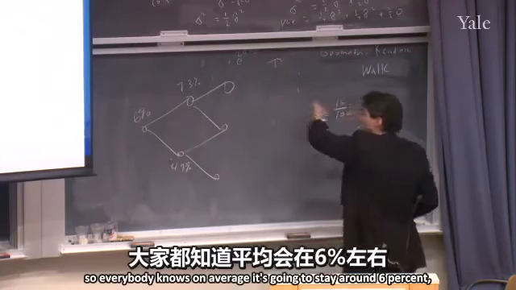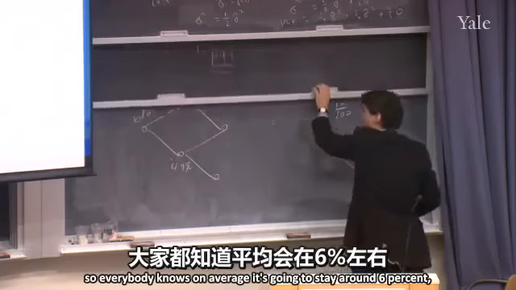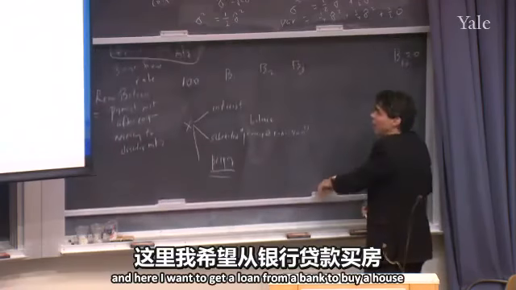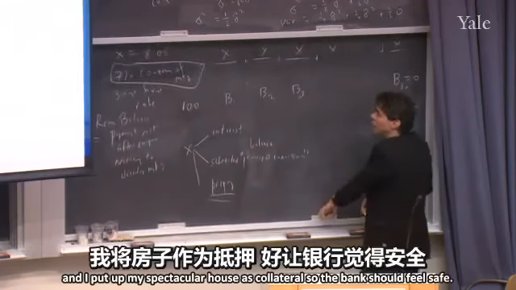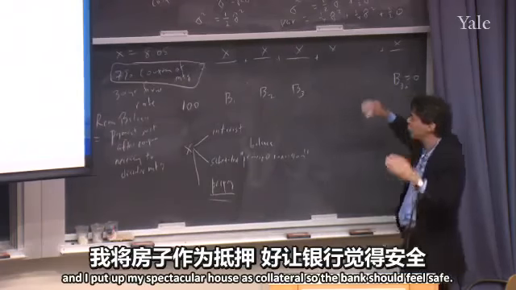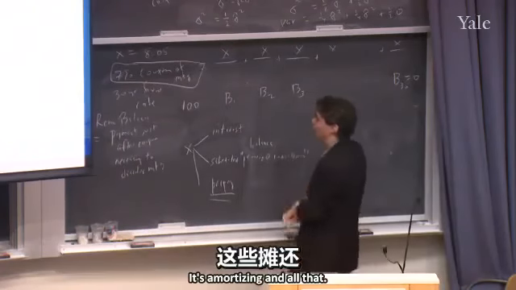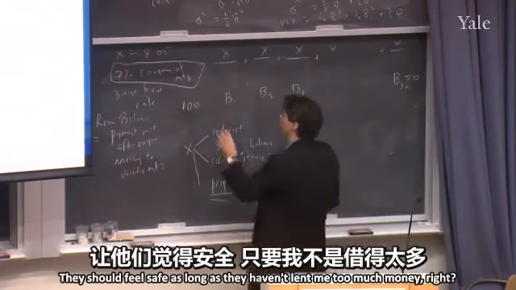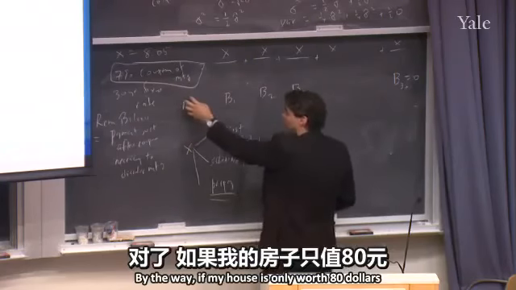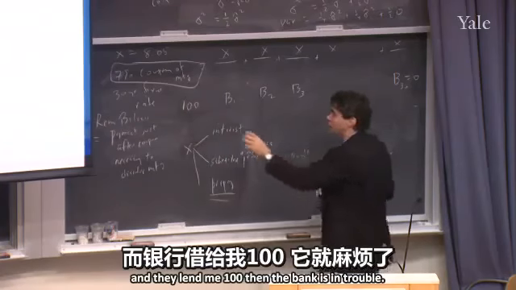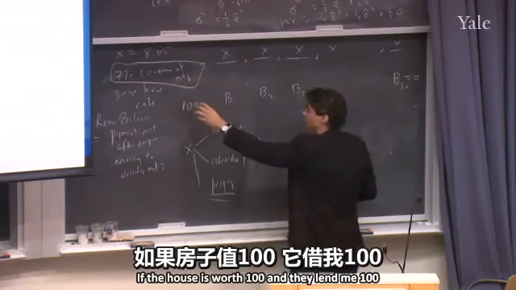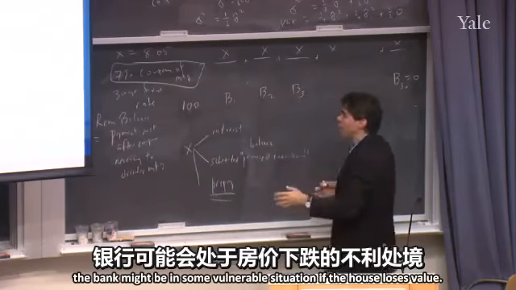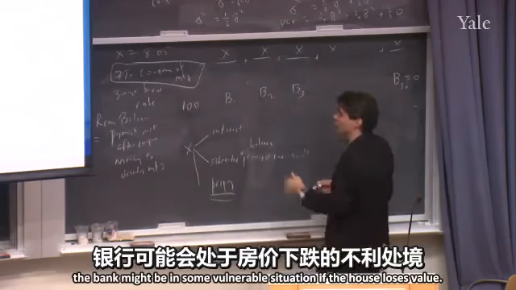so everybody knows on average it's going to stay around 6%, and I want to get a loan from a bank to buy a house, and I put up my spectacular house as collateral, so the bank should feel safe, it's amortizing and all that. They should feel safe as long as they haven't lent me too much money. By the way, if my house is only worth $80 and they lend me $100, then the bank's in trouble. Or if the house is worth $100 and they lend me $100, the bank might be in a vulnerable situation if the house loses value.